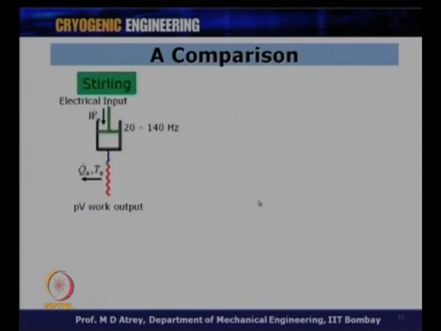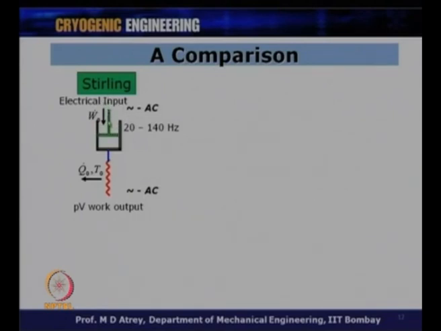So, if I were to compare these two systems, I would like to show it with a simple schematic. This is a Stirling cycle machine where you have an electrical input, and this electrical input is in AC form. That means the voltage is fluctuating, the piston is going up and down, and ultimately what I get as output from this machine is also a PV work output, where the pressure is oscillating. So any input which goes to the expander is in the form of an alternating, oscillating kind of current.